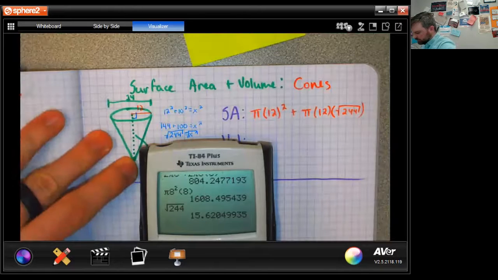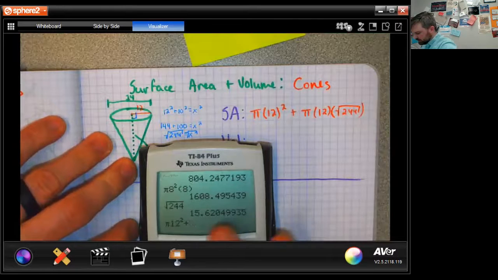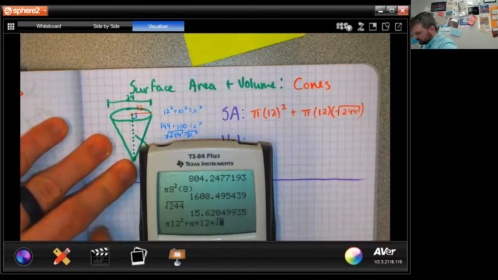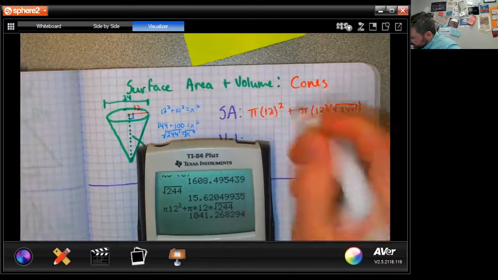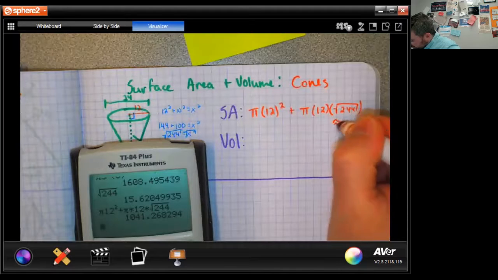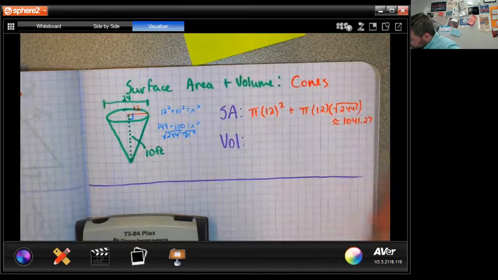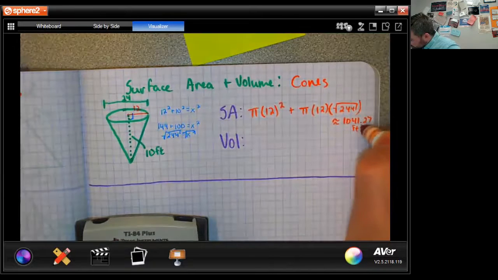So then I'm just going to put the whole thing in the calculator. So pi times 12 squared plus pi times 12 times the square root of 244. And we will get about 1041.27. And it looks like we had feet, so feet squared.